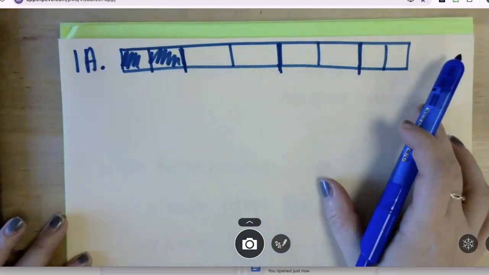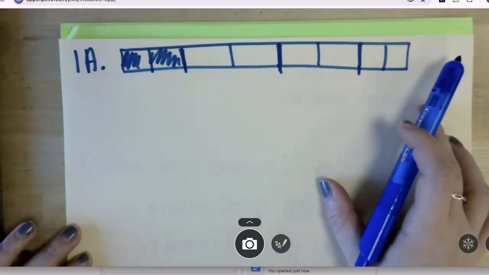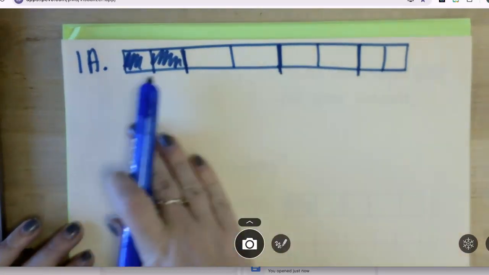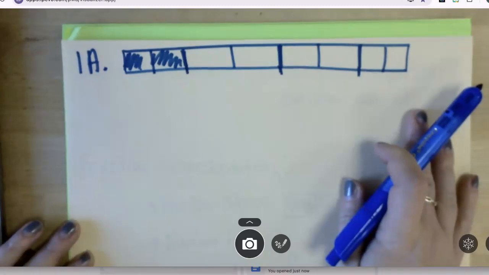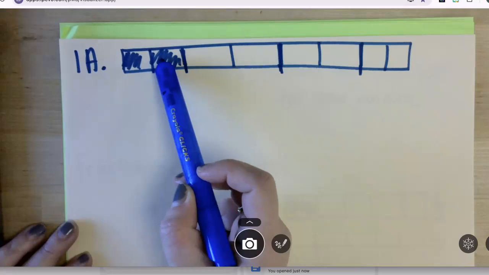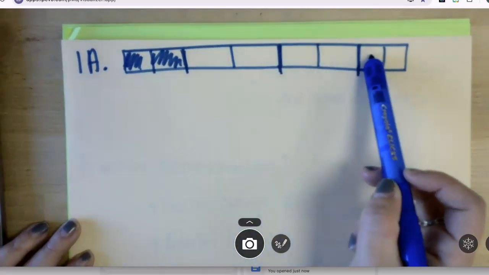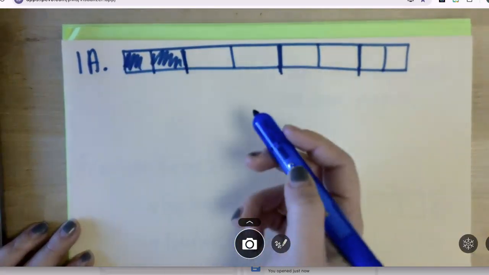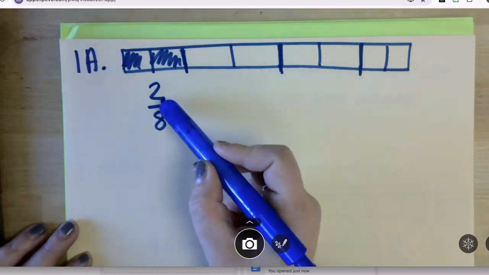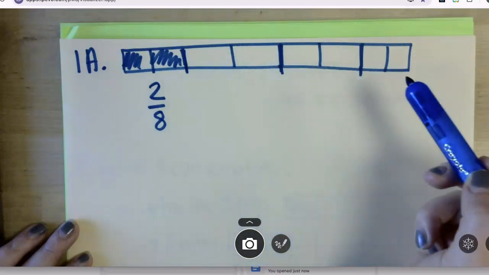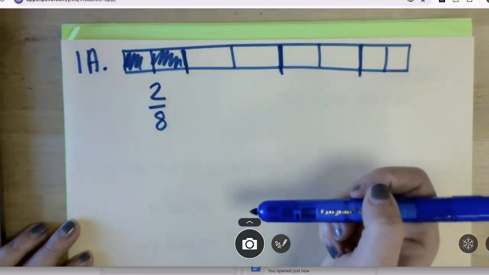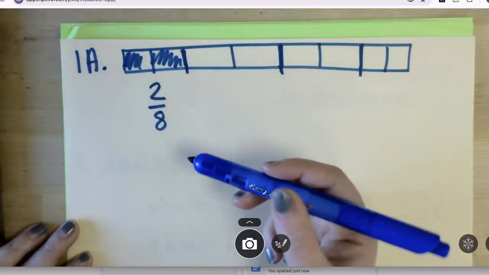The first step you always need to do when you're generating an equivalent fraction from a model is identify what this fraction is representing. I don't see any fraction here, so let's identify what this is. Let's count the pieces of the whole first, and then we'll count the shaded. 1, 2, 3, 4, 5, 6, 7, 8. 2 are shaded. So this fraction is 2/8. My job is to try to figure out 2 other fractions that represent the same amount, making those 2 equivalent fractions.